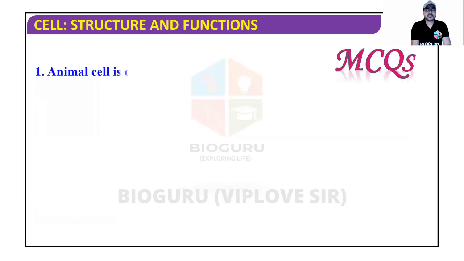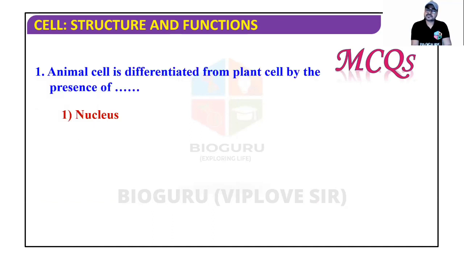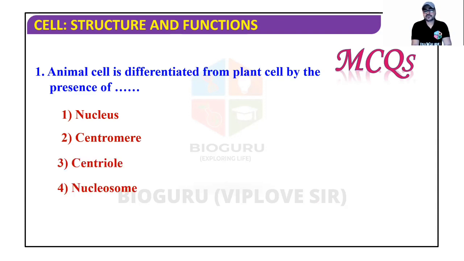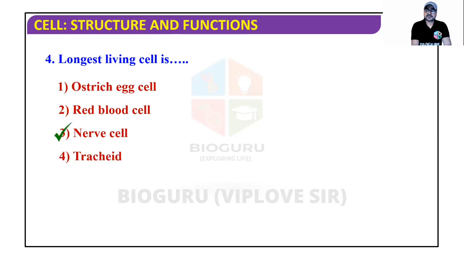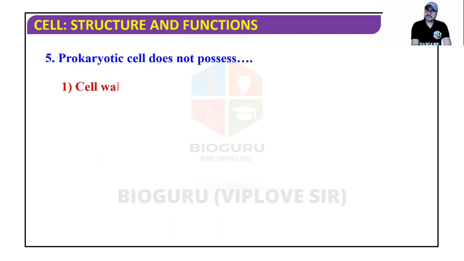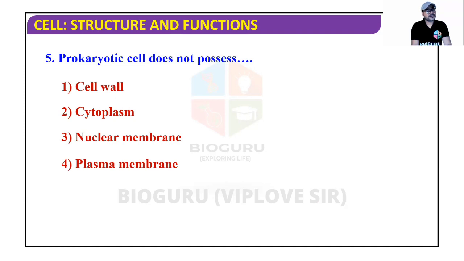Now MCQs. Animal cell is differentiated from plant cell by the presence of nucleus, centromere, centriole or nucleosome? Yes, it is centriole. Longest living cell is ostrich egg cell, RBC, nerve cell, or trachea? It is nerve cell. Prokaryotic cell doesn't possess cell wall, cytoplasm, nuclear membrane or plasma membrane? Yes, nuclear membrane.